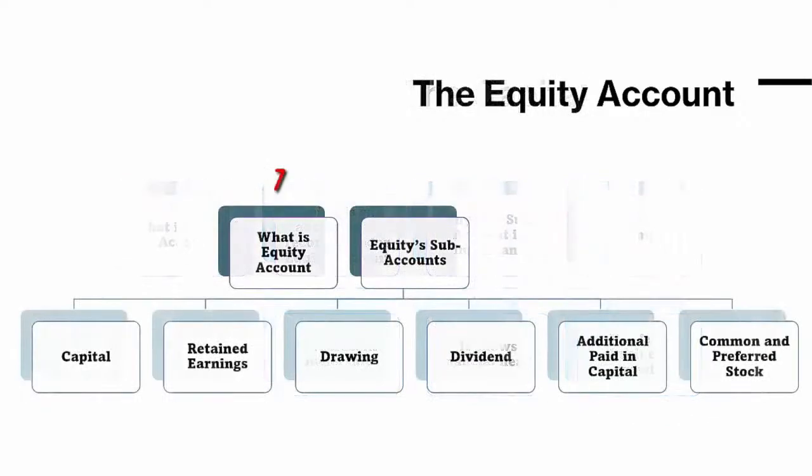Accounts under equity. Equity represents the owner's stake in the business, and it includes more than just capital. Let's look at the other key accounts that fall under the equity category. 1. Capital account. This is the primary account where the owner's investment is recorded. 2. Retained earnings.